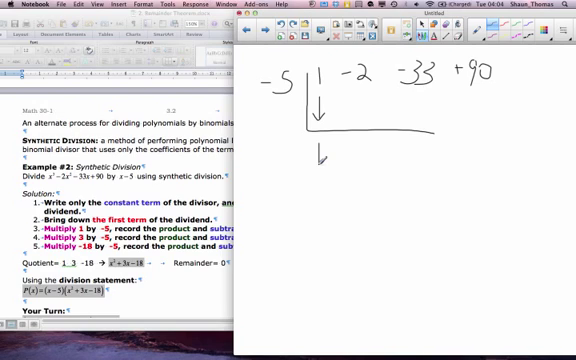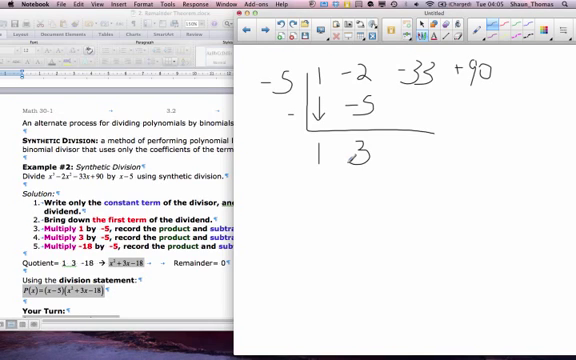Second step, I'm going to take my -5. I'm going to multiply it by this 1. And the result I put right below the next term. So -5 times 1 gives me a -5. Now, similar to what we did before, I'm going to do a subtraction. So I'm going to write a little bit of subtraction here so that you know what you're doing. So I have a -2 subtract a -5. Remember that when you subtract a negative, it's the same thing as adding. So -2 subtract -5 is like saying -2 plus 5, which gives me a +3.